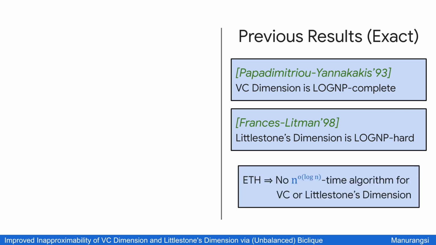A consequence here is that if we assume the exponential time hypothesis, then there is no n to the little o of log n time algorithm for computing the VC dimension or Littlestone dimension exactly. In other words, the brute force algorithm that we discussed earlier in this talk is the best possible for exactly computing these dimensions.